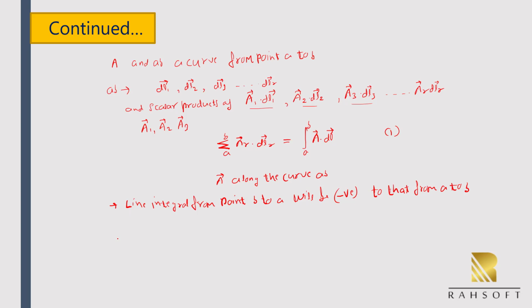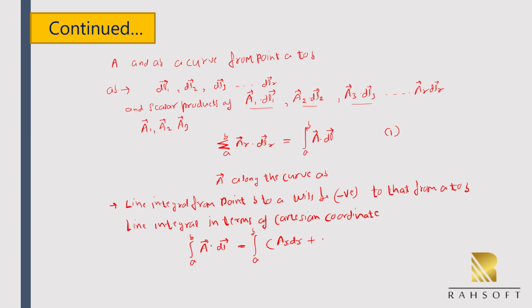And the line integral in terms of Cartesian coordinates can be represented as integration from A to B of A dot dl is equal to integration from A to B, just put the vector in Cartesian form, Ax dx plus Ay dy plus Az dz.